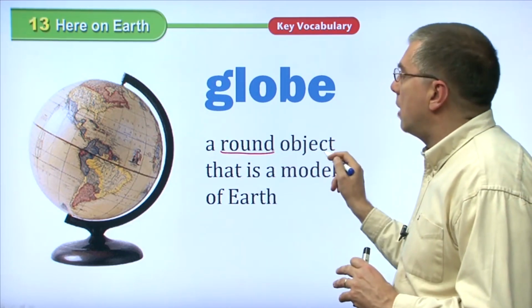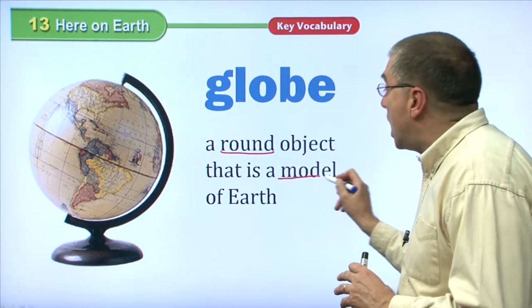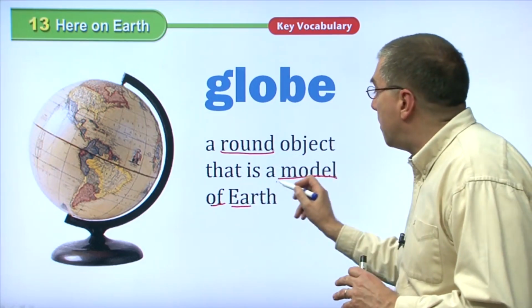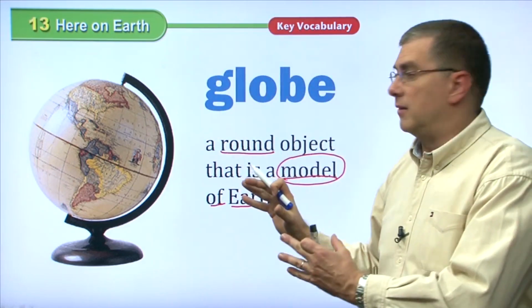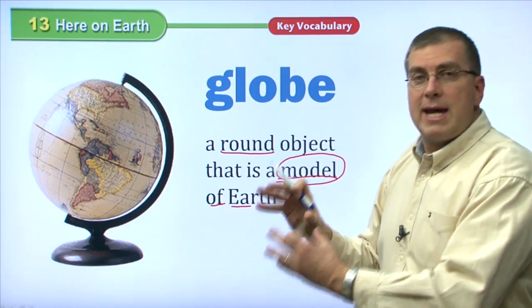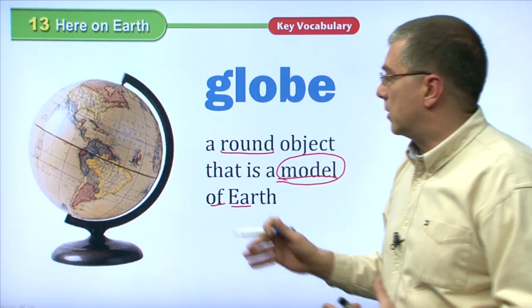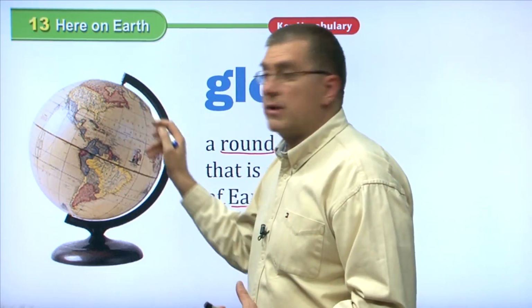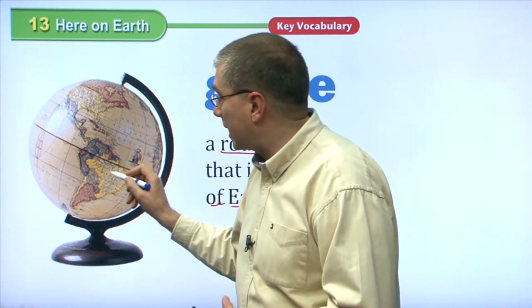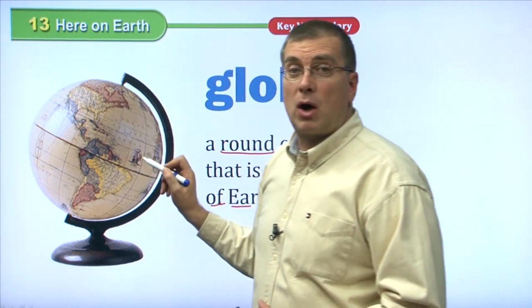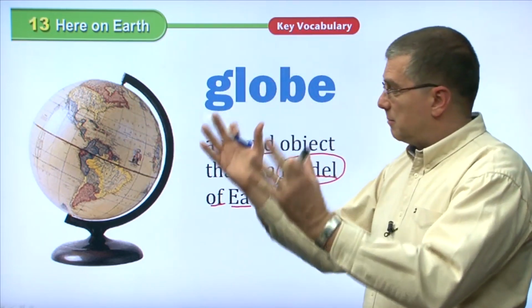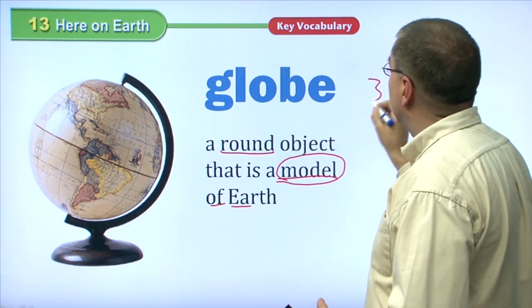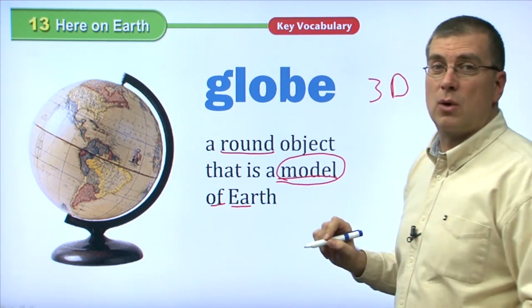It's a round object that is a model of Earth. It's a model. It's not the Earth, right? It'd be too big. It's a model of the Earth. We make it smaller. It is like a symbol of the Earth. And it is a model of the Earth, so it looks like the Earth, the way the Earth actually looks like. You can see the different parts of the Earth on the globe. It's like a map, but it's a map in 3D. You know 3D, of course.